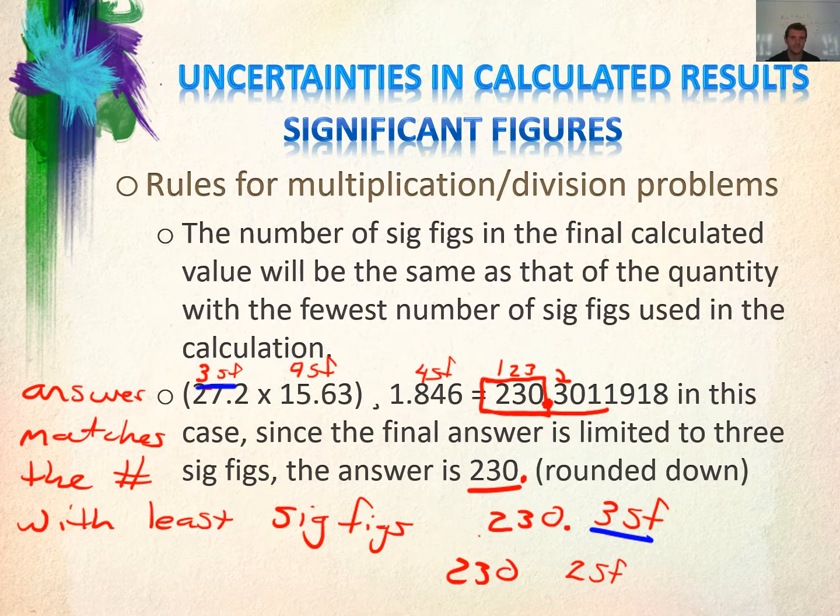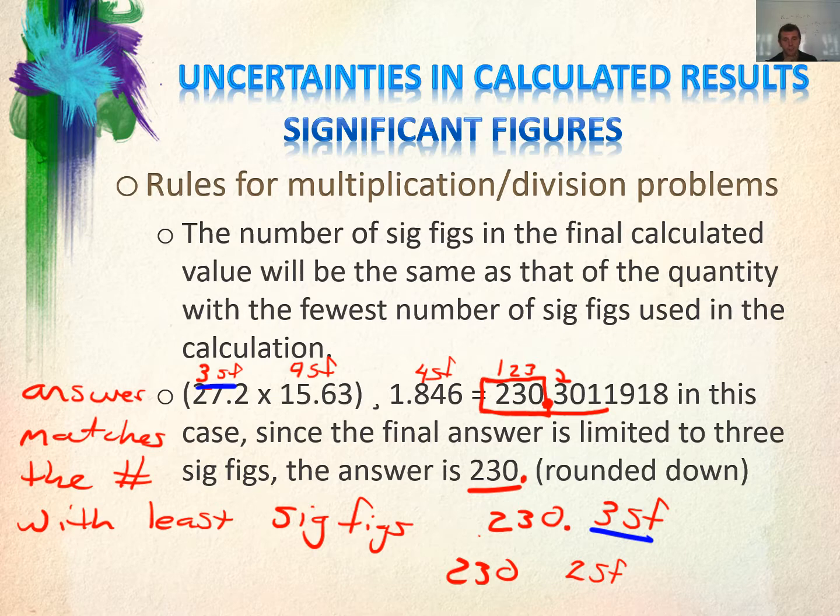Multiplication and division, it's actually a little bit easier. You're just going to count up how many sig figs there are total in each number. So what I'm seeing here is I have 3 sig figs and 4 sig figs. And your answer matches the number with least sig figs. So I've got 3 sig figs here. My answer needs to have 3 sig figs. So I do the problem like normal. I'm sorry, I guess this has 4 sig figs. I missed that number. I do the problem like normal. I get out my answer, and then I round it.